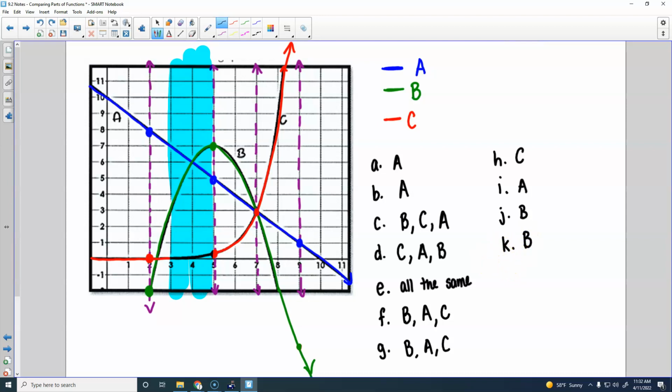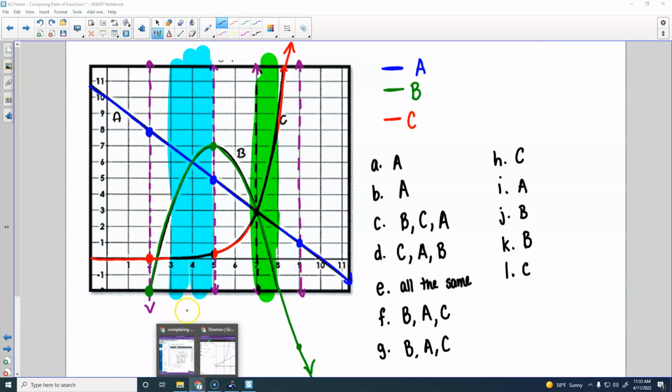All right, now it asks for L. It asks us for the largest rate of change from 7 to 8. So this time, we're looking for between 7 and 8. Okay, which one has the largest rate of change here? It's C. It's the only one increasing at this point, right? The other two are decreasing here. So we would have C. Okay? All right, so look real quick at the back.